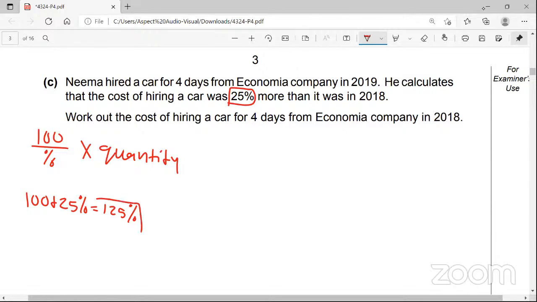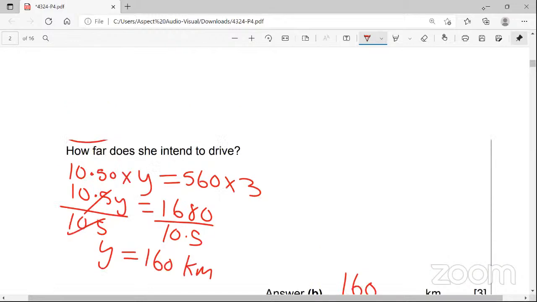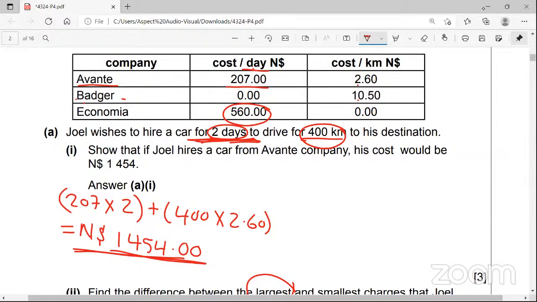This one we are fine with it. What you are going to put right there, we are fine with it. Now what are we going to multiply? From which company did this person hire the car? Economia. How do they charge? Any person hiring a car from Economia basically pays $560. Those that are online, you can see there. They pay $560 per day. And we are told that that person hired a car for 4 days, isn't it?